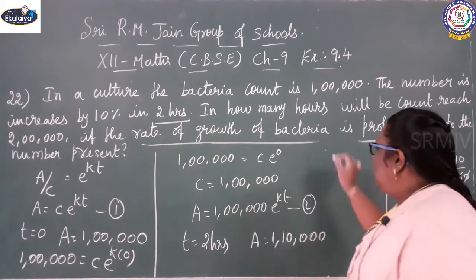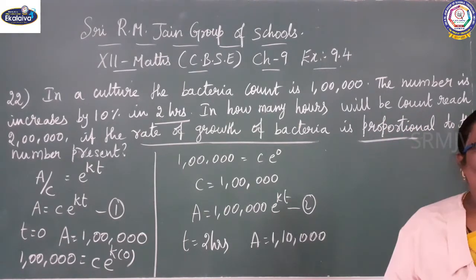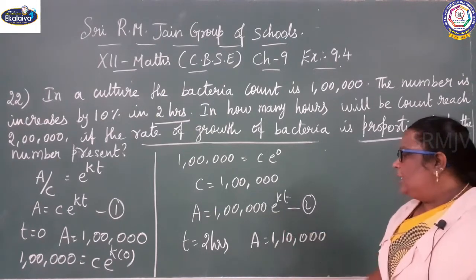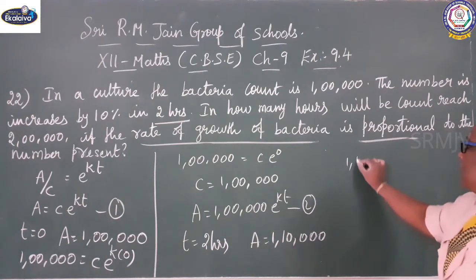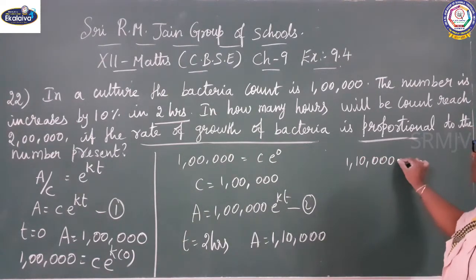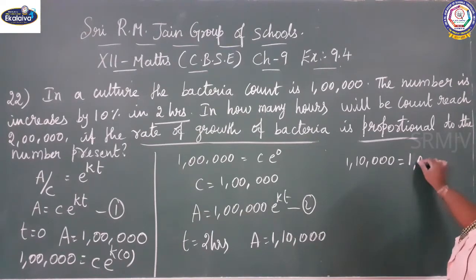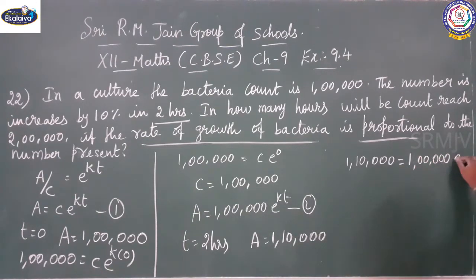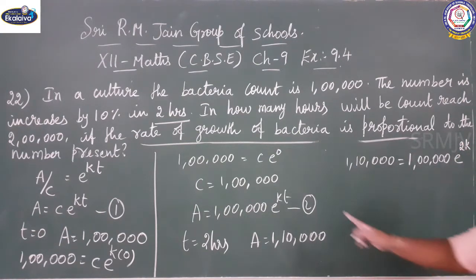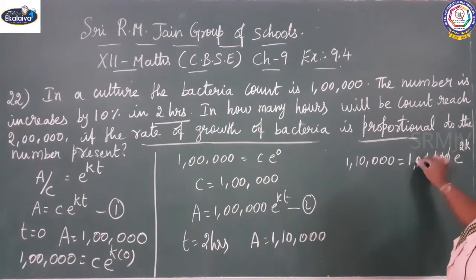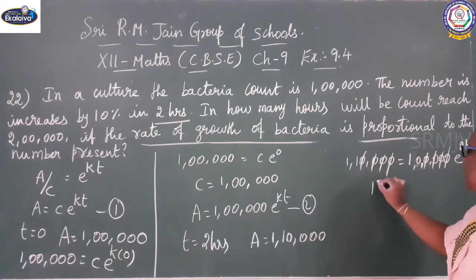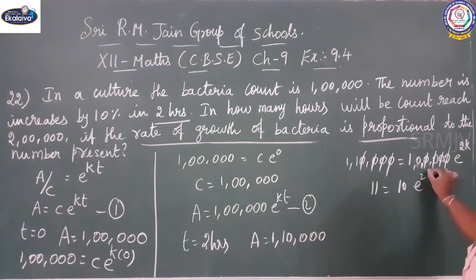So see here, you can substitute in this equation too. So 1 lakh 10,000, the bacteria level, equal to 1 lakh e power k value. What is the e power t value? It is 2k, because t value is 2, e power 2k. So you can cancel the zeros, and 11 equal to 10 e power 2k.